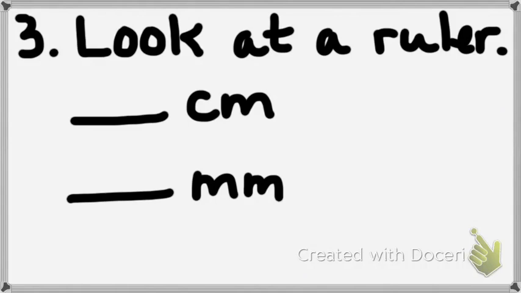Okay, so we're looking at the metric side. Make sure you're not looking at the inches. You're looking at the metric side. Look at the ruler, and you should be able to figure out how many centimeters are on the ruler and how many millimeters are on the ruler. So how many centimeters are on this ruler? Everybody agreeing with Tim? 15? Okay, we're going with 15. Now how many millimeters are on this ruler?